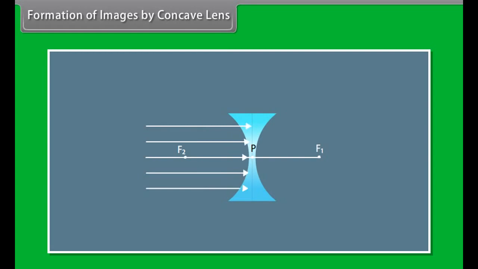Formation of images by concave lens. When the object is placed at infinity, then the image is formed at F on the same side. The nature of the image is virtual, erect and diminished to a point.